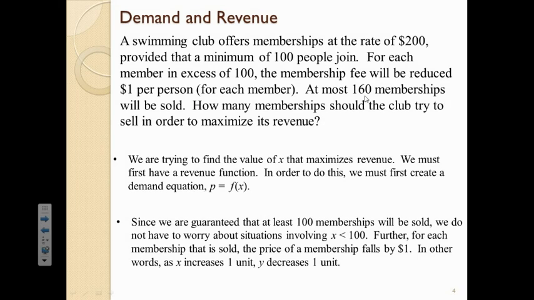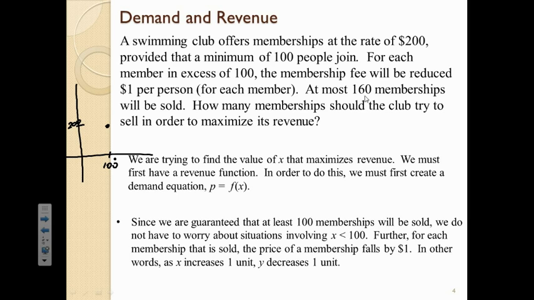Now, if we start with 100 members, for every one more member that comes, the membership price will fall by $1 for every person who comes. So as X goes from 100 to 101, an increase of 1, the price will fall by 1 unit, from 200 to 199. We realized that if we were going to try to graph this, if we have 100 members, we're going to charge, say, $200. Here would be 100, and here would be $200.